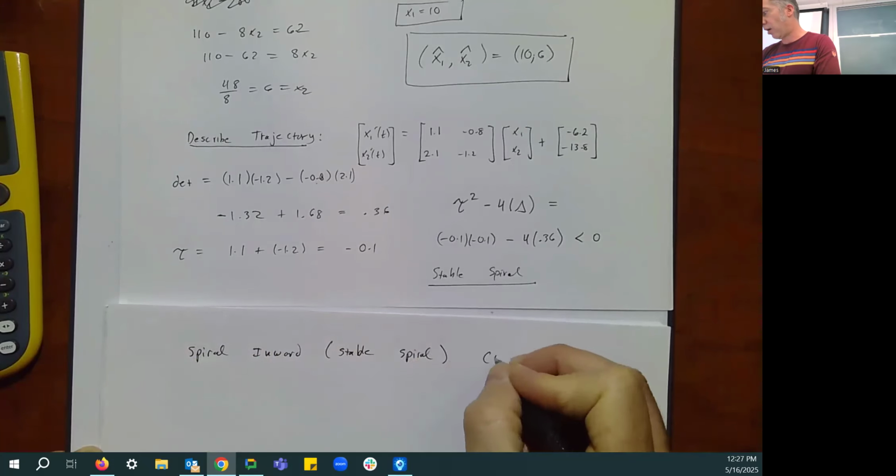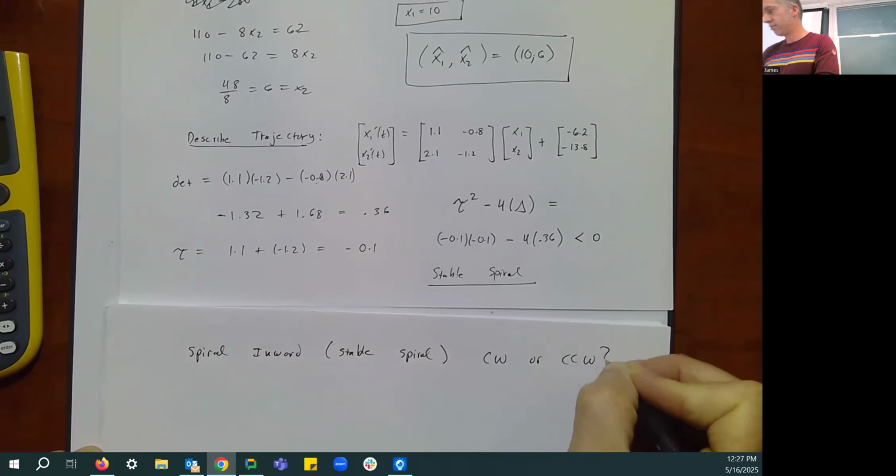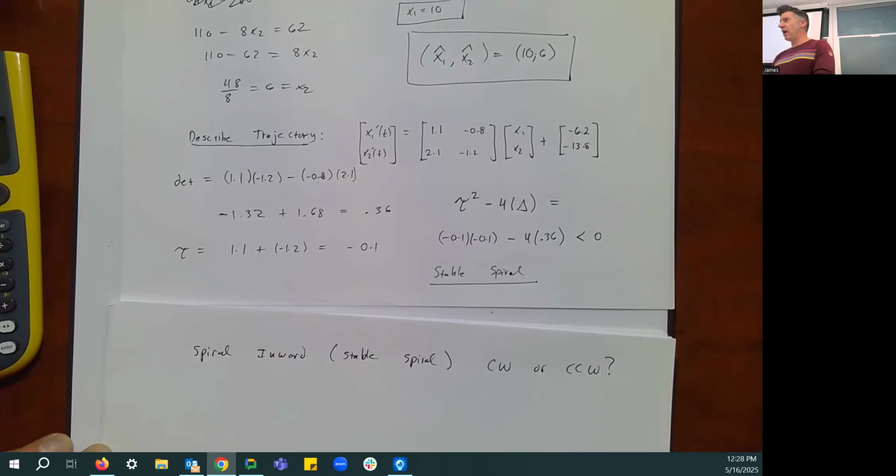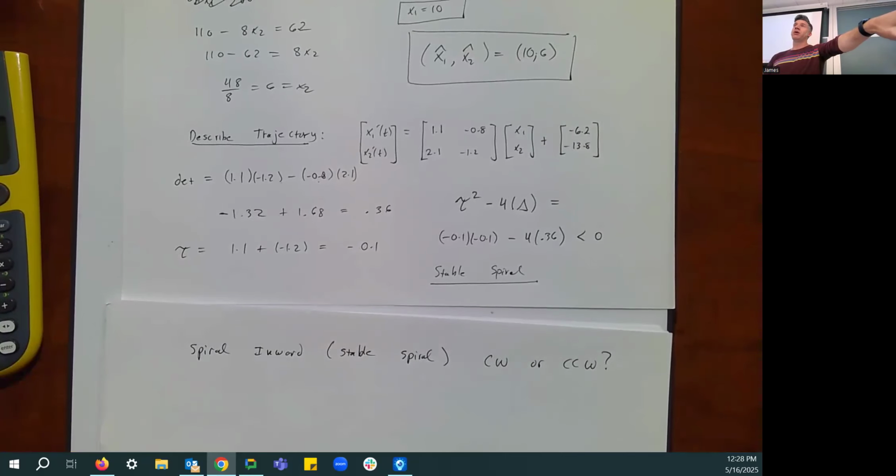But now the question: clockwise or counterclockwise? Oh, interesting. So I think what we need to do, this is a little interesting here. This is going to be terrible. So here's what I would do. Normally I pick the 4 points around the origin and plug them into the initial equation and see which way my arrows are pointing to see if it's going clockwise or counterclockwise, right?